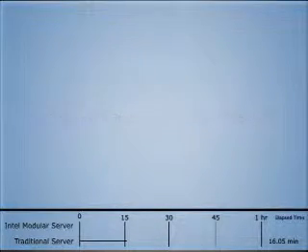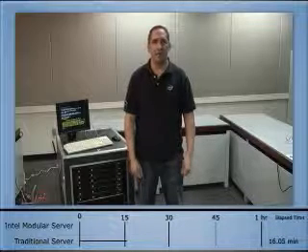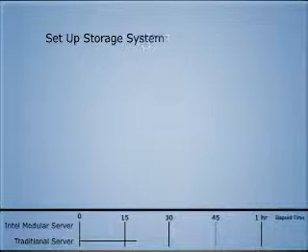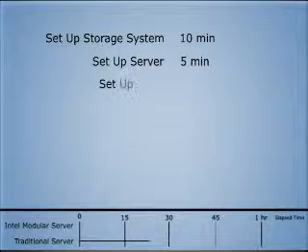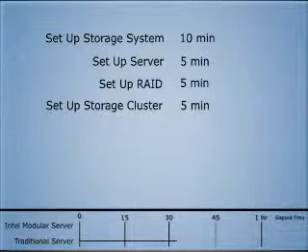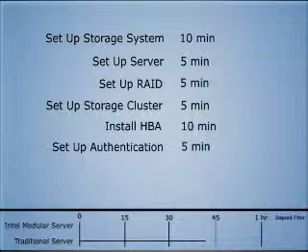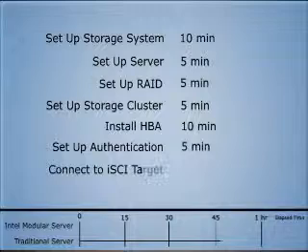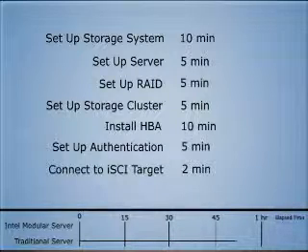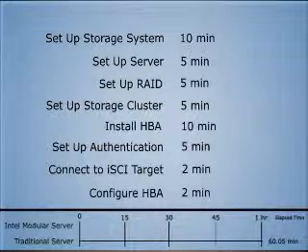Okay, so now that we're done with the physical installation, we can start the server configuration. This is a process that involves setting up the storage system and the server, set up the RAID to protect the data on the disks, set up the storage cluster to create our volumes, install an HBA into our server, set up authentication between the server and the volumes, connect the server to our iSCSI target on the storage host, and finally configure the HBA to boot off of iSCSI so that we can begin our OS installation.